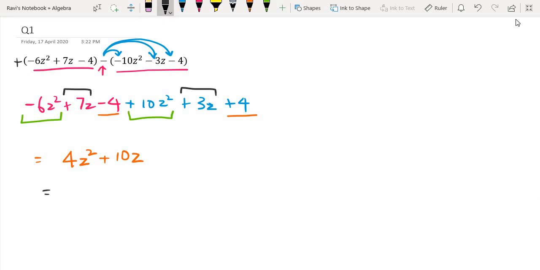Of course, if you want to simplify it or factorize it, you can factorize out the z, so you have 4z plus 10. Alright, so this is your final answer for question 1, from our section on algebra.